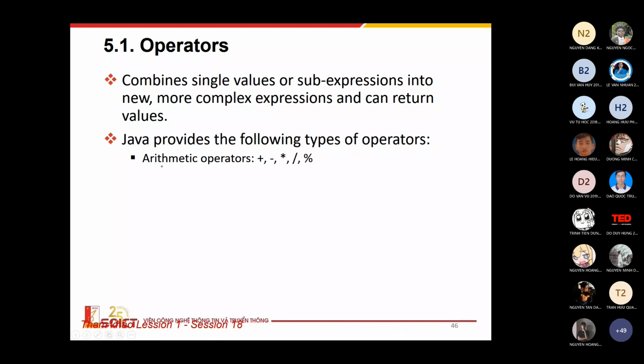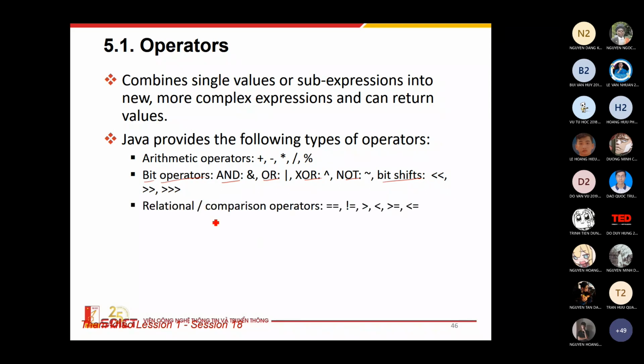For example, the arithmetic operator. Okay, các toán tử gì? Toán học, đúng không? And then the bit operator. You can have the and, or, short, not, and the shift for the bit. You can have relational or comparison operator. Các cái toán tử quan hệ hoặc toán tử so sánh.